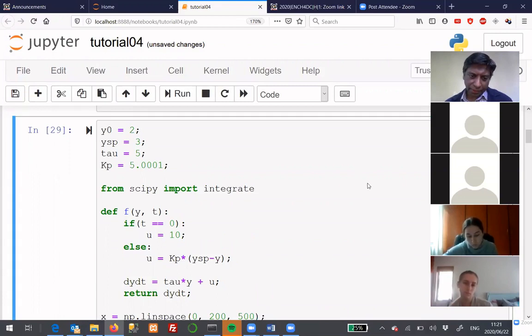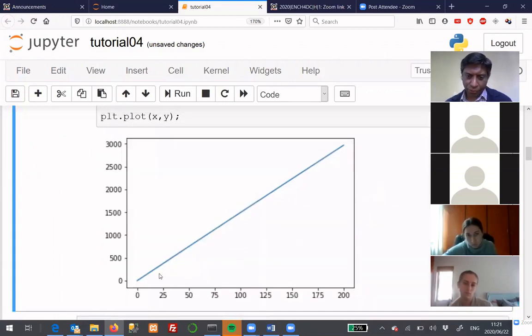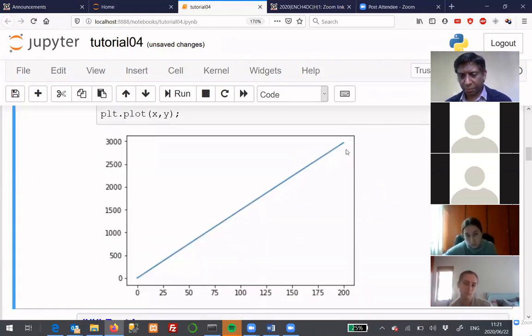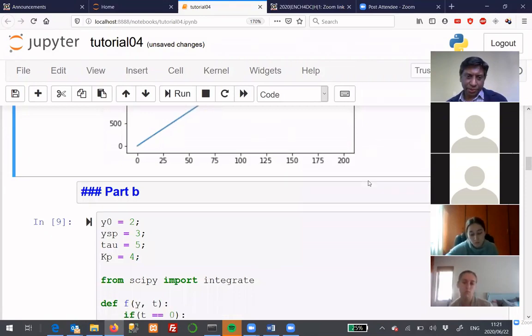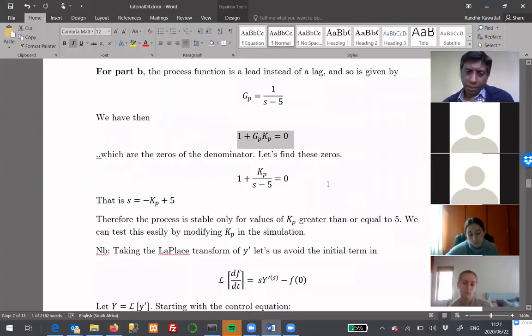If we run that, you can see we are getting closer to our linear response. So this is not an explosion anymore, right? It's not an exponential increase. Okay, so that's on the tuning of KP. So for an unstable process, we can bring that to a stable operation.